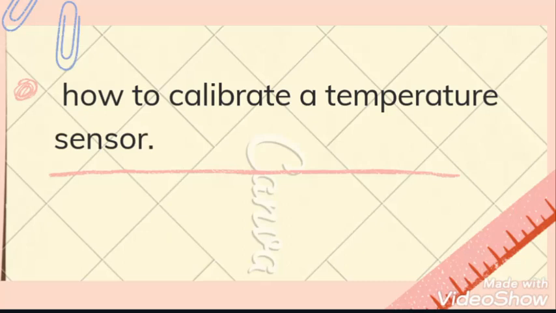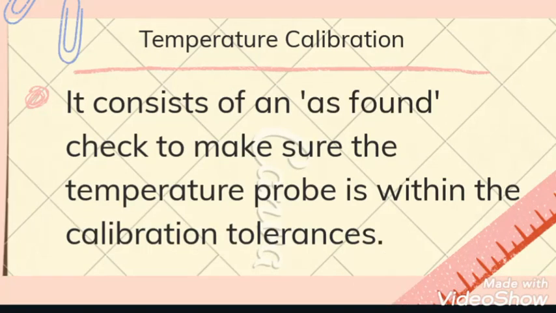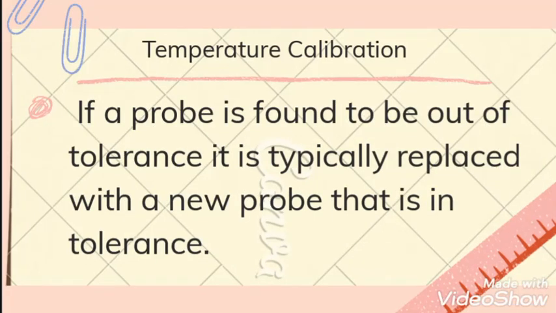How to calibrate a temperature sensor? So we will see whether we can calibrate a sensor or not. In industrial applications, temperature calibration usually involves thermistors, thermocouples or platinum resistance, the RTD. So these are the sensors mostly used in industry. It consists of an as found check to make sure the temperature probe is within the calibration tolerance. First of all, we will check the as found, that is, what is the situation of the sensor, whether it is in the range or not.